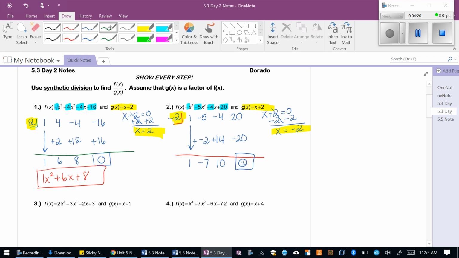So now we just have to rewrite this answer. We start 1 degree less than what was in that f of x function. So it would be 1, and the highest degree was to the third power, so 1 less is x to the second minus 7x plus 10.